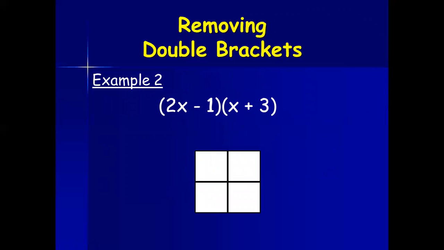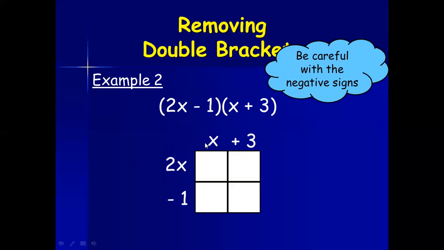Okay, let's see this example with a negative number. I will do the same. I will put 2x on the side length of the first one and -1 on the side length of the square under it, and then x here, and then 3 on the square beside it. Be careful with the negative signs. That's very important. I have a negative sign here, so I have to focus.